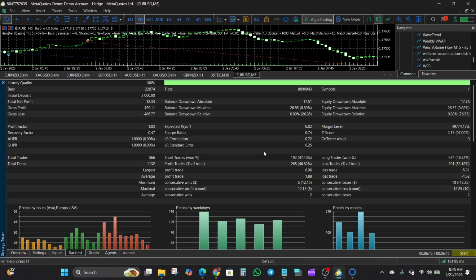So overall, Hamster Scalping EA is a simple but structured night scalping system built around RSI based mean reversion with volatility and session filtering. It's clearly designed to be selective rather than constantly active, which is a good sign for this type of strategy, right? And at the same time, like most scalping systems, it's very dependent on market conditions, execution quality, and proper risk management. So definitely something that will benefit from careful testing and optimization depending on your setup.